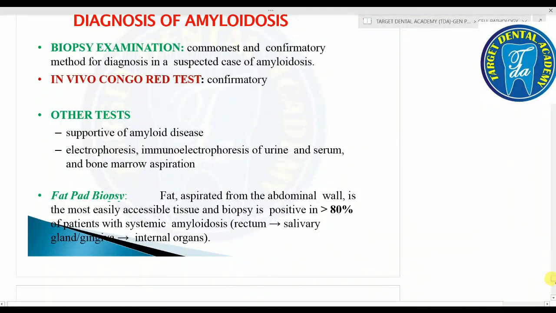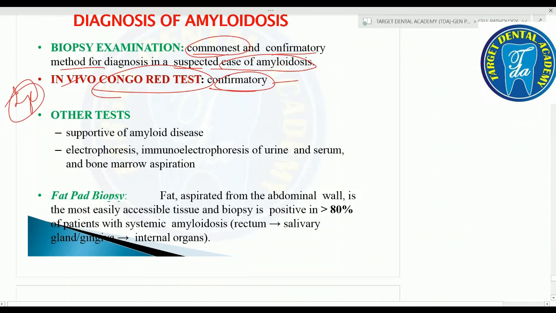Now coming to the diagnosis of amyloidosis. First is the biopsy examination. It is the most common and the confirmatory method for the diagnosis of a suspected case of amyloidosis. The in vivo Congo red test is the confirmatory test. Very important and commonly asked MCQ. Other tests are supportive of amyloid disease: the electrophoresis, immunoelectrophoresis of the urine and the serum, and the bone marrow aspiration. But the confirmatory test is the in vivo Congo red test.